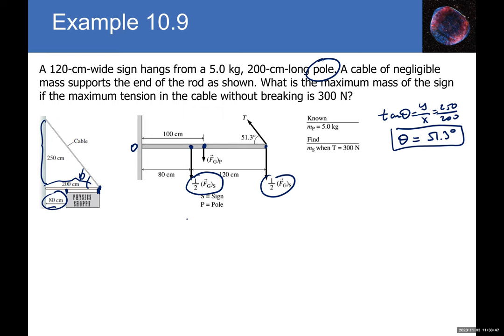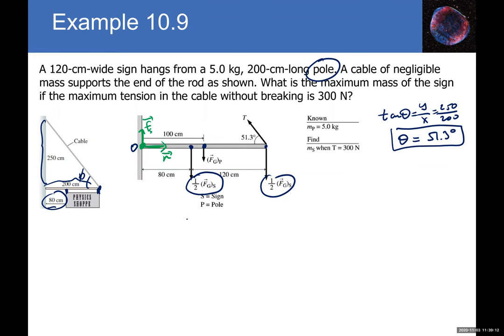There are also two other forces that are not pictured. There's a force from the wall, which is the normal force, pointing toward the pole. And there's another one, static friction, which points like that. So that's what I have.